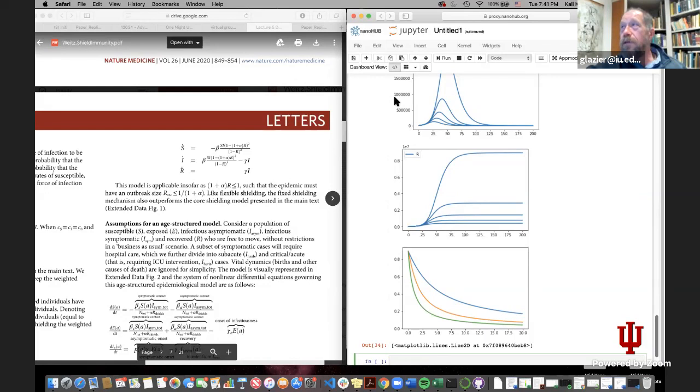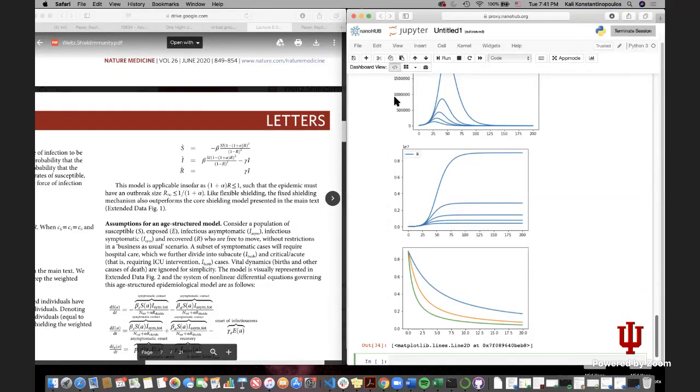I think maybe Kali, you can download it. Maybe if you're willing to add some text to the markup cells, then we can distribute that to everybody.